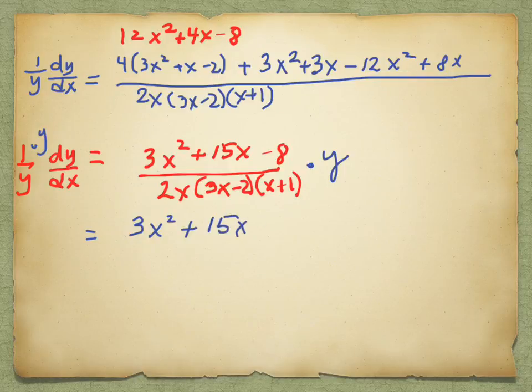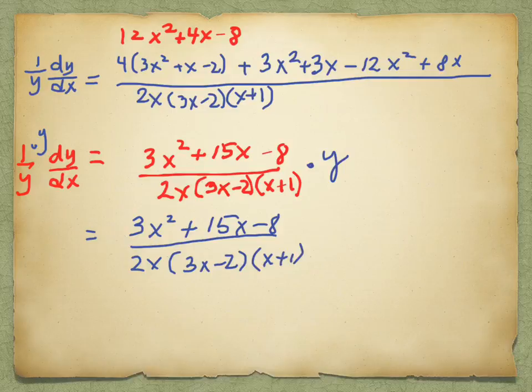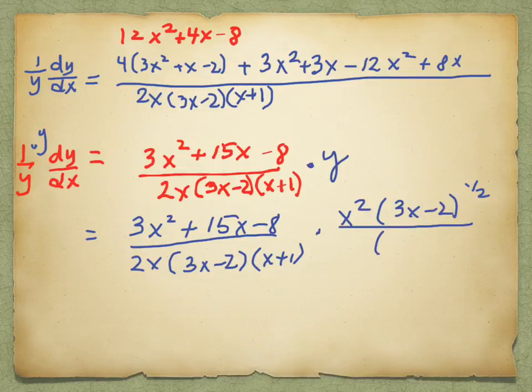So we've got the original piece in red there. We've got my 2x, 3x minus 2, and x plus 1. And then we have y. And y included x squared. I'm going to write the square root as a 1/2 power. We already talked about that anyway. And I've got x plus 1 squared. All right, so simplifying, cleaning up, what can we do?